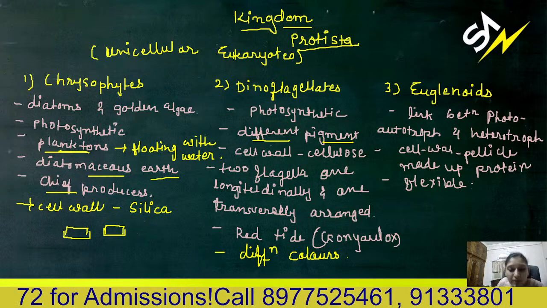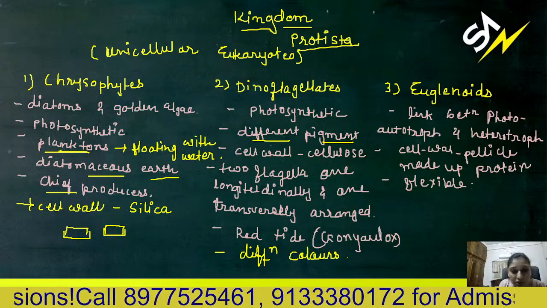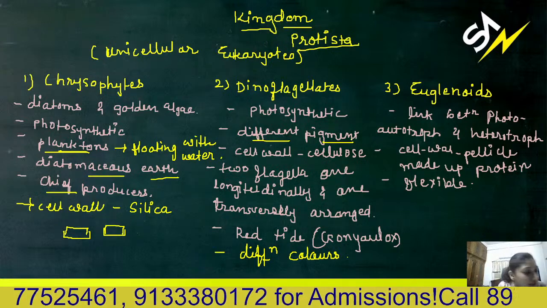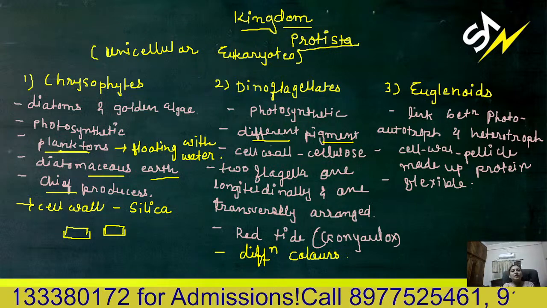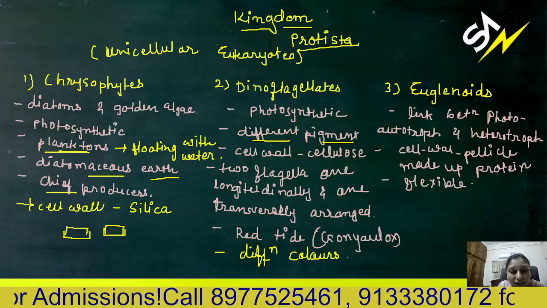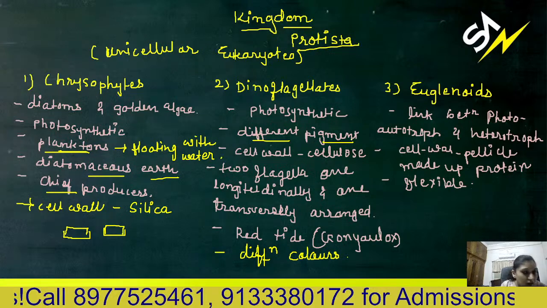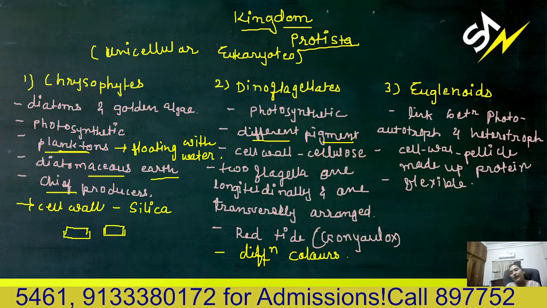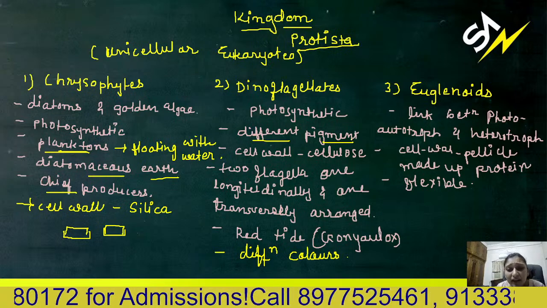They are responsible for red tide formation in the sea. Species of dinoflagellates, like Gonyaulax, are responsible for red tide formation, and they secrete some poison, releasing a toxin. Due to this toxin, most of the marine life will be killed. So if there is any red tide formation in the sea, other marine life will be killed.